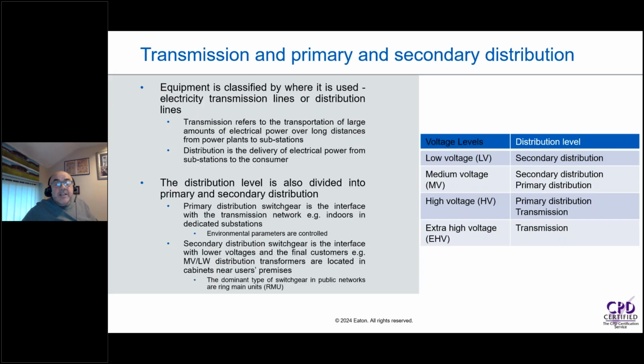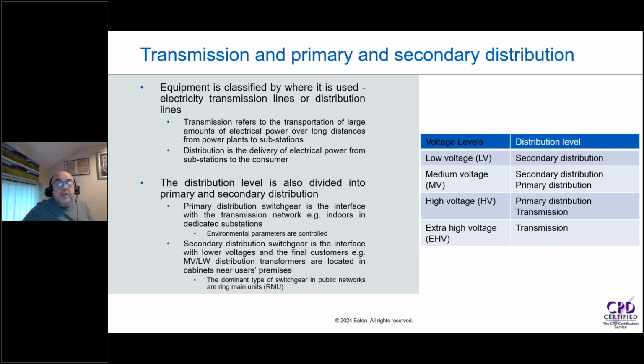So the equipment is classified by where it's used: electricity transmission lines or distribution lines. Transmission refers to transportation of large amounts of electrical power, typically on EHV voltage levels over long distances from power plants to substations. And distribution equipment is for the delivery of electrical power from substations, typically to the consumer.